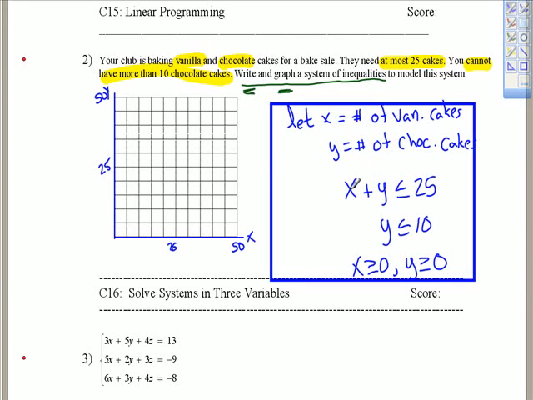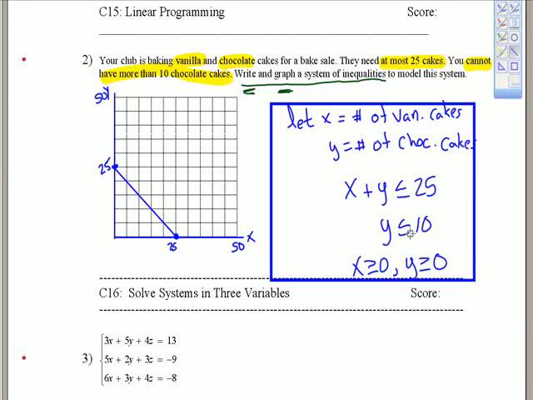The first equation, when x is 0, y is 25, gives me a point. When y is 0, x is 25, gives me a point. I can go ahead and draw that line. It's a solid line because of the or equals here.